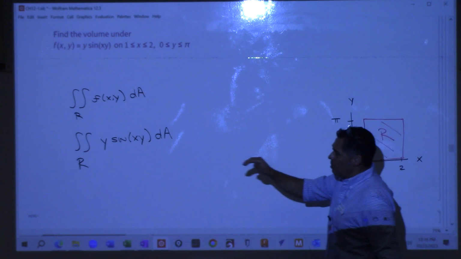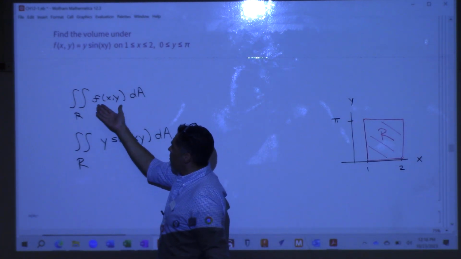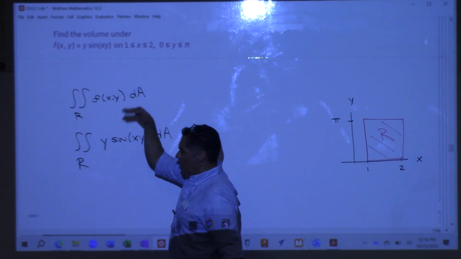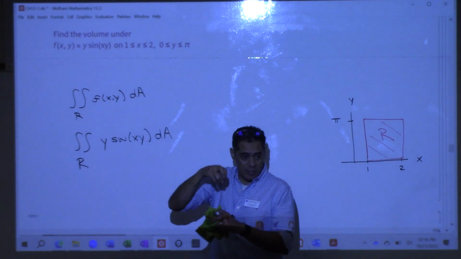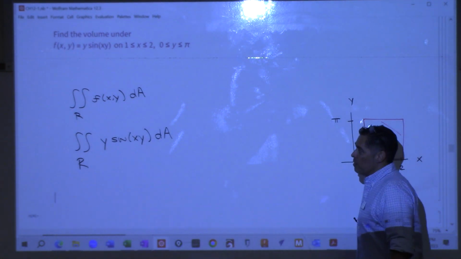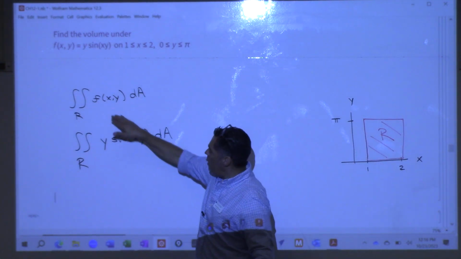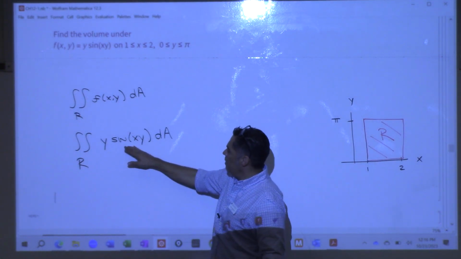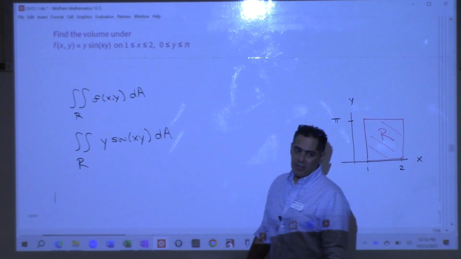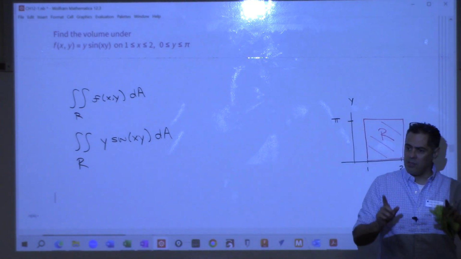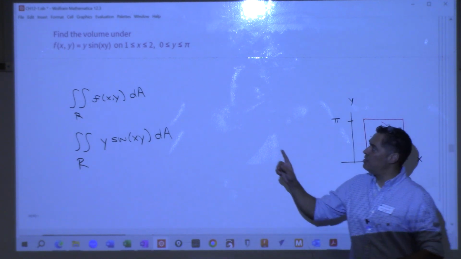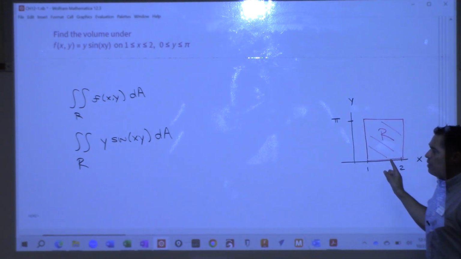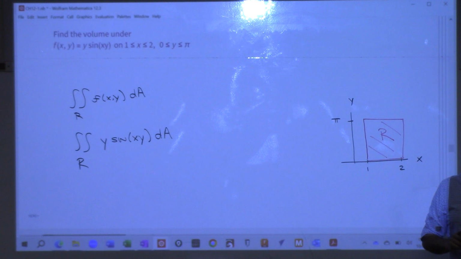So we're trying to find the double integral over the region R. Here's our surface, that's our height, and then we're multiplying by the little area patch on the ground. That gives us the volume of each little rectangle. Now I'm ready to get it in terms of x and y. I have two options, don't I? Because this is a rectangle, I can do it one of two ways.